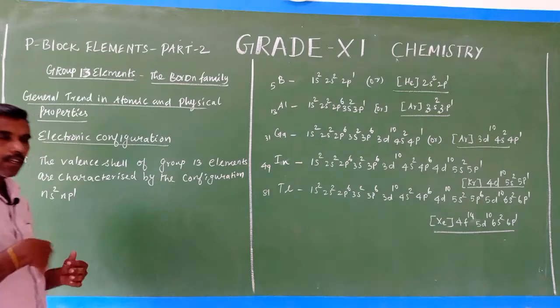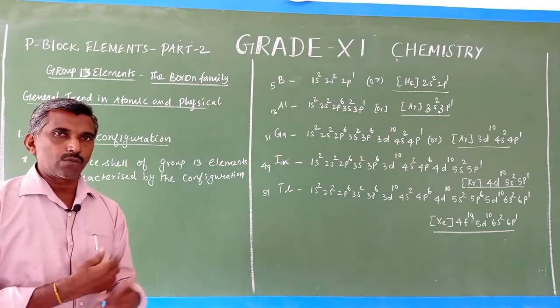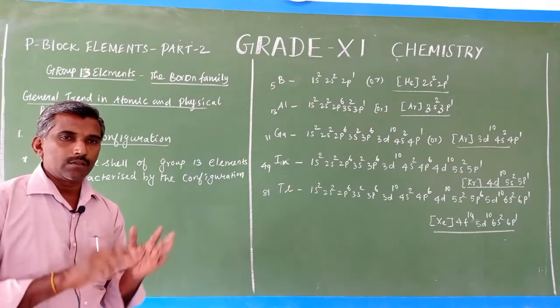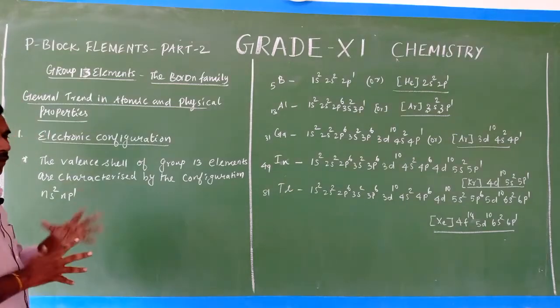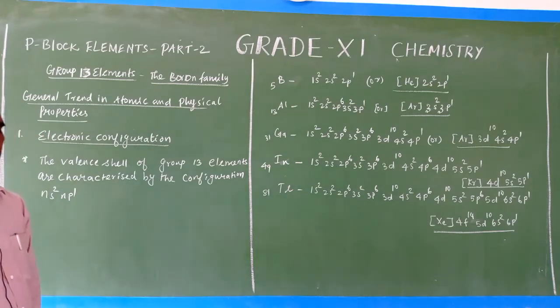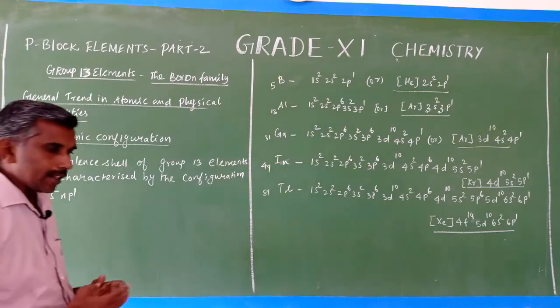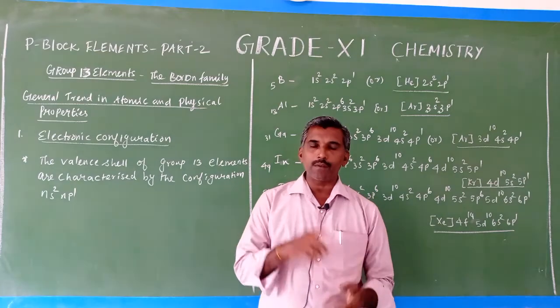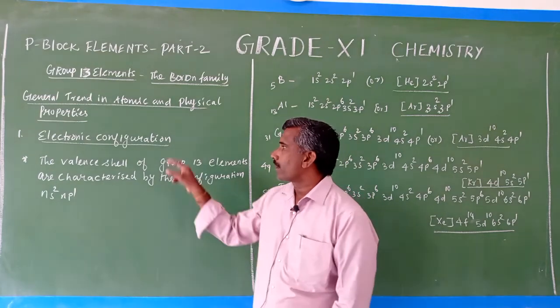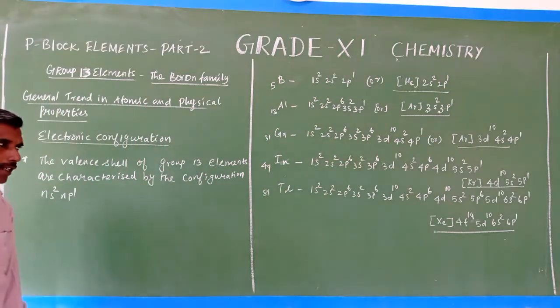In the previous class, we discussed introductions and minerals, and so far the general character of P block elements. Now, in today's class part 2, we will discuss the boron family. First, the general trend in atomic and physical properties: how atomic properties and physical properties change in a group, for boron, aluminum, gallium, indium, thallium. The first property is electronic configuration, the electronic configuration of group 13.